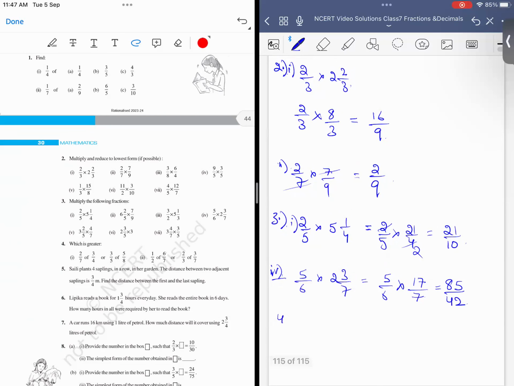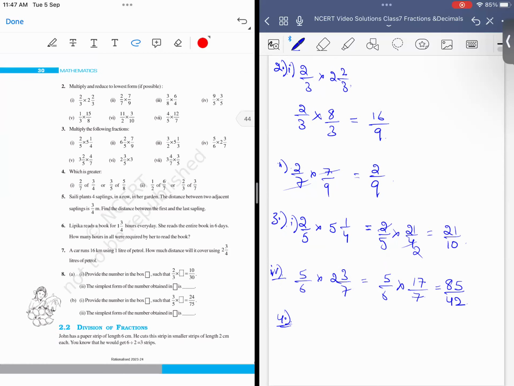Next, question number 4. The rest of the questions from question 3, we can do it. Okay. Which is greater? Okay, 2 by 7 of 3 by 4. So first find out 2 by 7 of 3 by 4. Again, cross factor out. So that will be 3 upon 14. And it is asking to compare with 3 by 5 or 5 by 8.